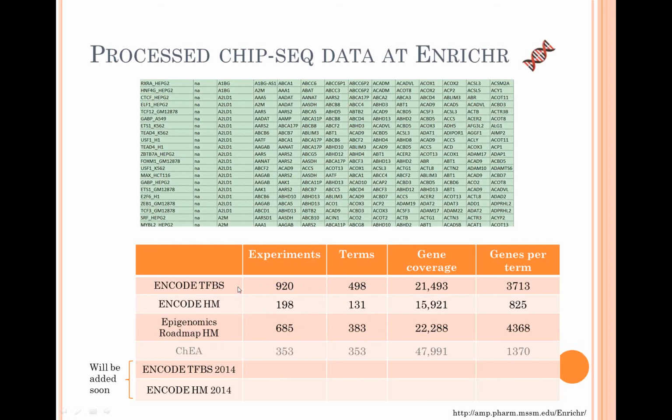This is for the transcription factor binding sites. This is for histone modifications. We also have some additional histone modification data from the Epigenomics Roadmap project. And we also have some ChIP-seq data from ChEA, which is a manually curated database. And then we will add this new batch of data soon.